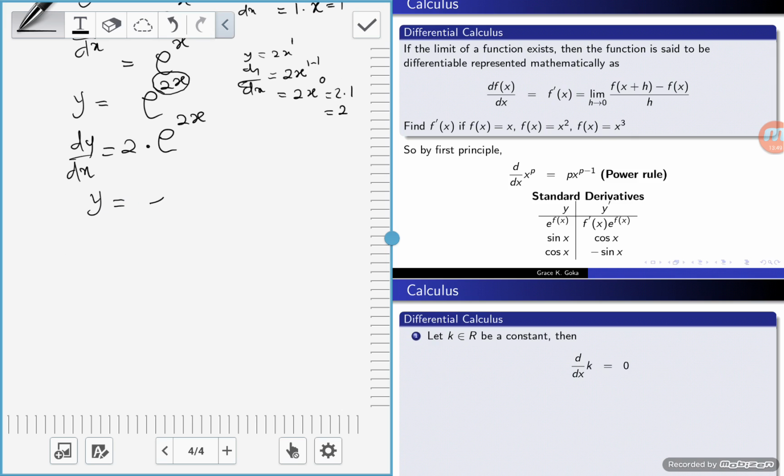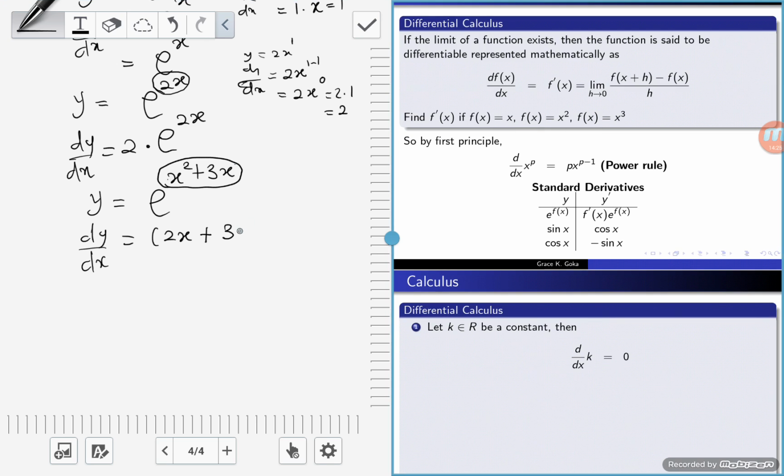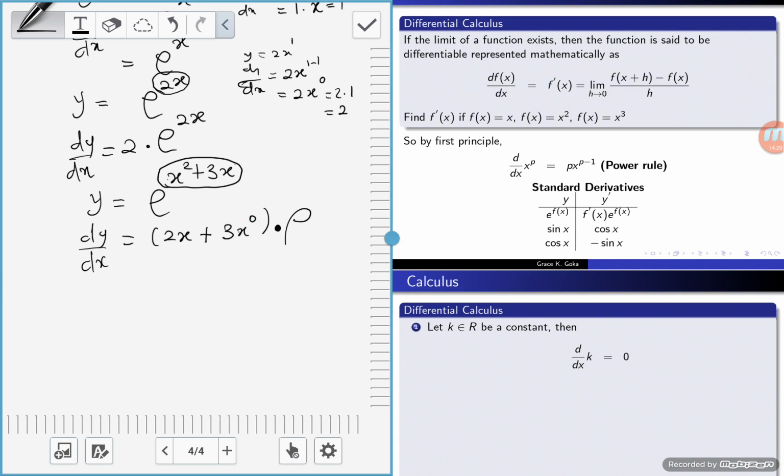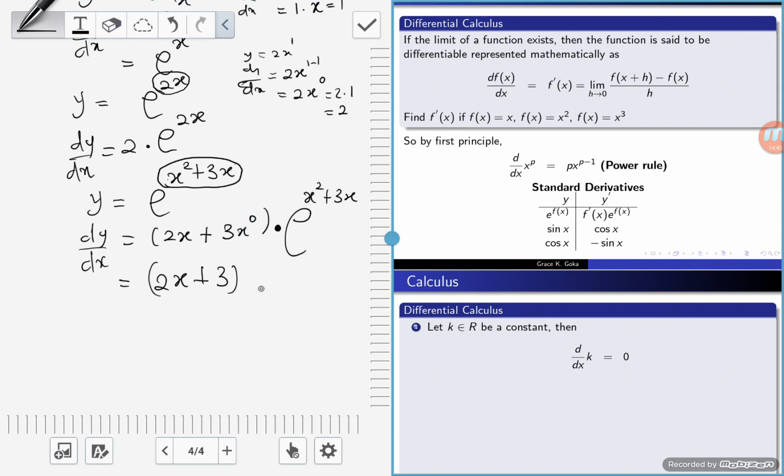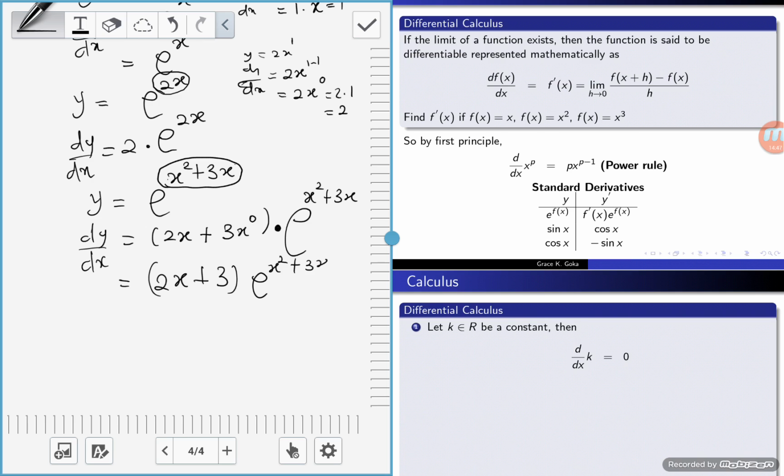Another example, if I have y is equal to e to the power x squared plus 3x, dy/dx is equal to differentiating what is on top of the exponential function. If you differentiate x squared, multiply the 2 by the x, and we have 2x, subtract 1 from the 2, and you're left with 1. Plus, differentiating this, multiply the 1 by the 3, we have 3 times, subtract 1 from the 1, and you have 0, so times x to the power 0, and this multiplied by the function e to the power x squared plus 3x. So simplifying this, we have 2x plus, x to the power 0 is 1, 1 times 3 is 3, times e to the power x squared plus 3x. And that is how you differentiate an exponential function.